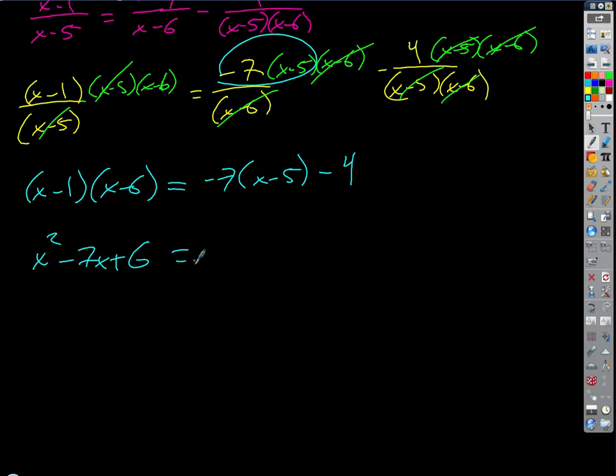And you would get the same thing. Just if either you see that right away, or if you don't, just trust me on that. You would get the same thing. I just want to go fast through this. That's going to give me negative 7x plus 35 minus 4.